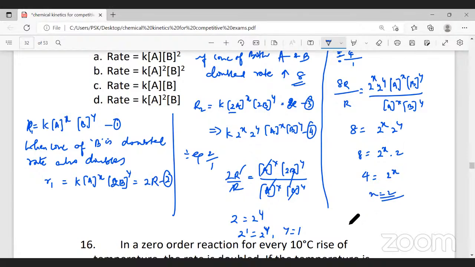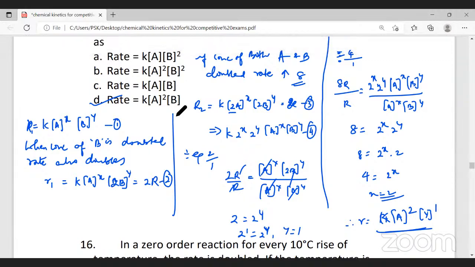So what will be the overall order of the reaction? Rate is equal to K into A to the power 2 into B to the power 1. This is B, not Y, sorry. So the answer for this question will be option D.